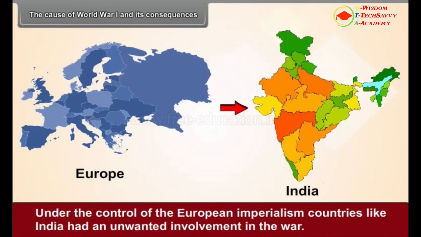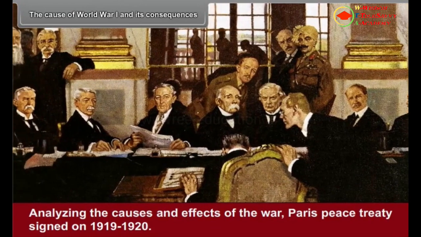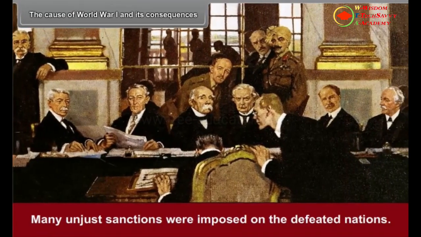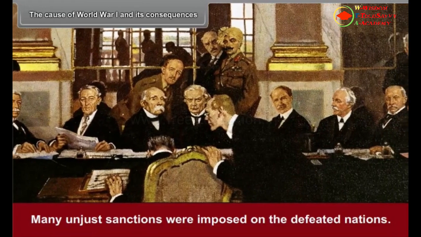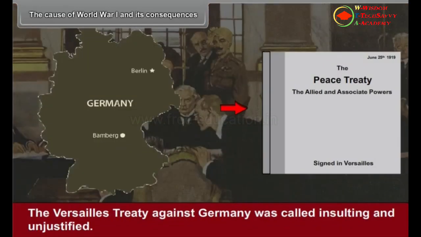Under the control of European imperialism, countries like India had an unwanted involvement in the war. Analyzing the causes and effects of the war, the Paris Peace Treaty was signed in 1919 to 1920. Many unjust sanctions were imposed on the defeated nations. The Versailles Treaty against Germany was called insulting and unjustified.